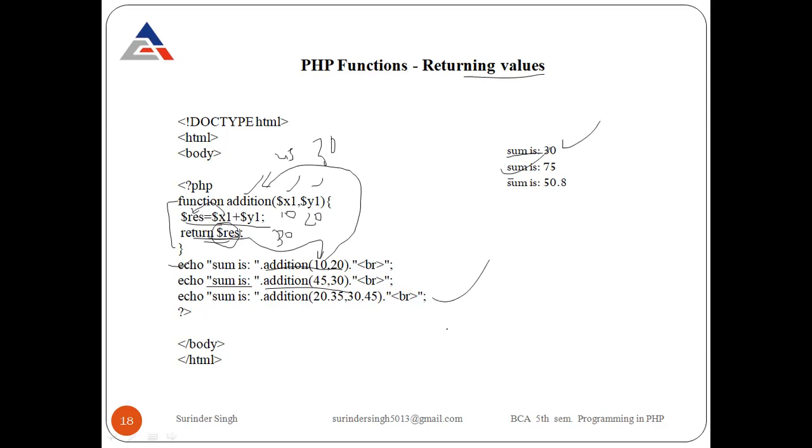And in the third statement we are passing float values. Okay, decimal point values. Clear? Return statement, what does it do? The return statement returns the value back from where it is called. Okay, from where the function is called, it will return the control.